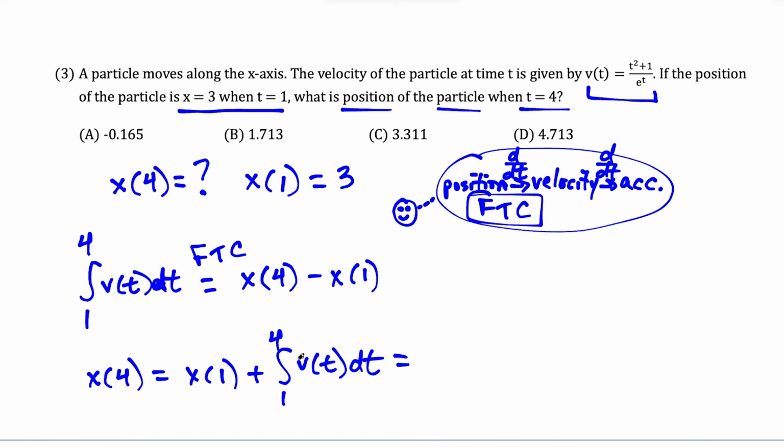And now this I could simplify a little bit more. X of 1, we were told, is equal to 3. So I have 3 plus, and now I have the integral from 1 to 4, and our velocity function is t squared plus 1 over e to the t. And then we just tack on our dt here. Okay, so this is the actual expression we're going to evaluate in the calculator.